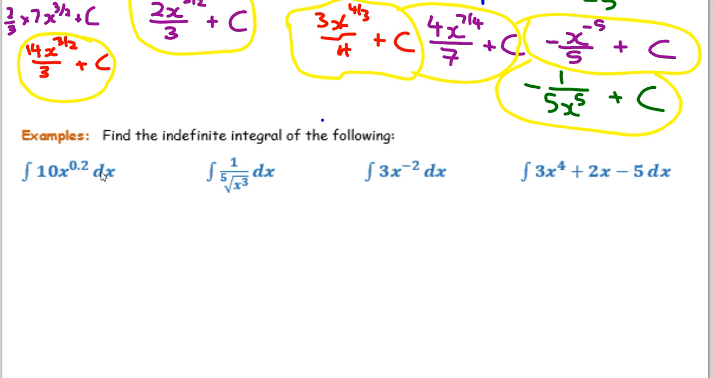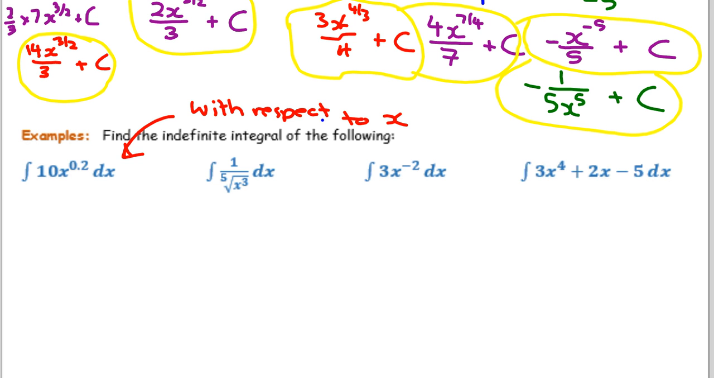dx just means with respect to x. So you notice they all have dx written on them. The dx isn't part of the function. It just means with respect to x. So if my function had t in it instead of x, it would say dt. If my function had w in it instead, it would say dw. If it had another letter like i, it would say di. So that's all dx means.